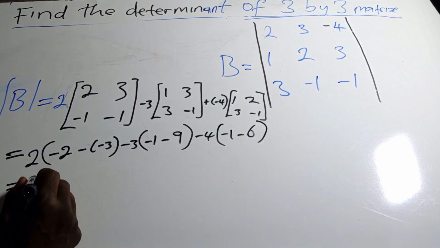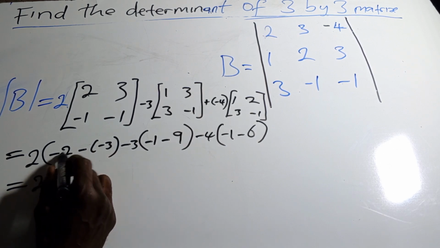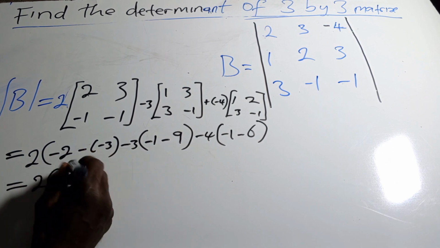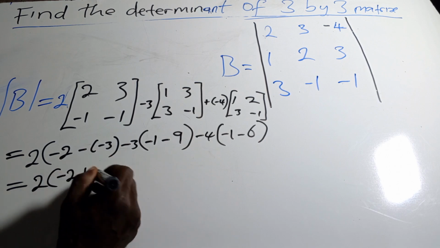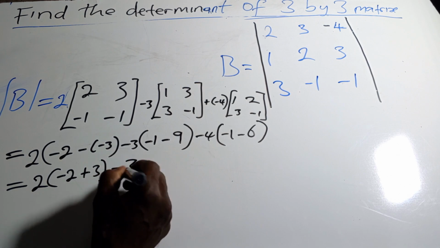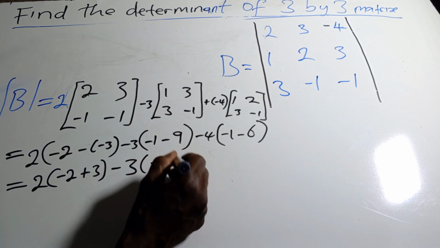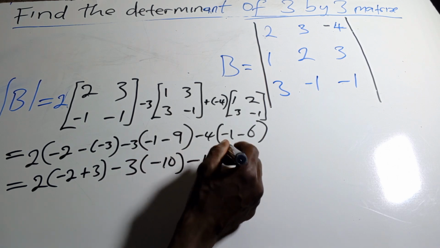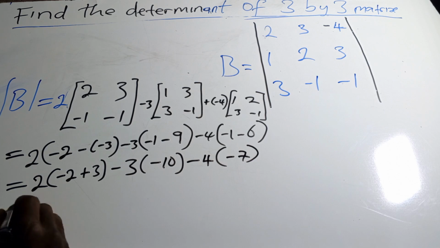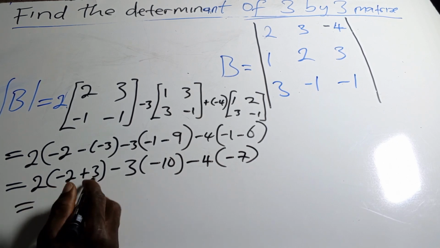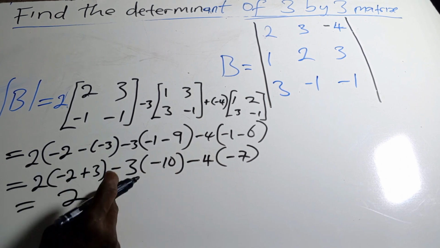This is equal to, we have 2 outside, we have minus times minus here is plus. Minus 2 times 3, this is, we have minus 2 plus, minus times minus here is plus 3. Then this is minus 3 outside, minus, that is, we have minus 10. This is minus 4 outside, minus 1 minus 6, this is minus 7. Lastly, we are going to open the bracket, minus 2 plus 3, that is, we have only 1, that is 2 times this one is 2.